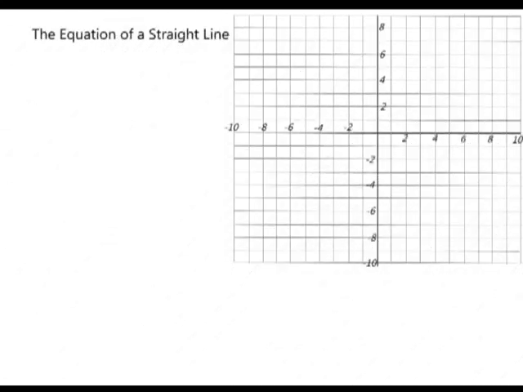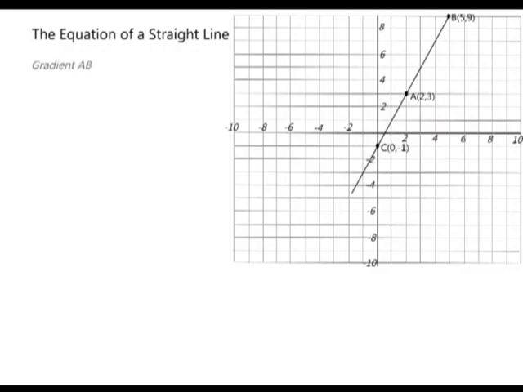Next, equation of a straight line. Now, the equation of a line gives the relationship between the x and y coordinates of the points that lie on that line. Consider a line passing through the points A (2, 3), B (5, 9), and C (0, -1).